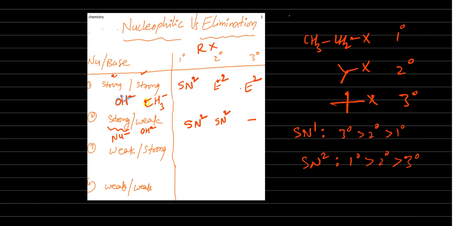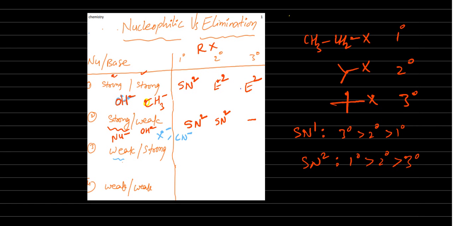Next, suppose a weak nucleophile and strong base is there. See here the examples for strong and weak. Halide ions, all the halogens minus, then cyanide CN minus: these are strong nucleophiles but weak bases.